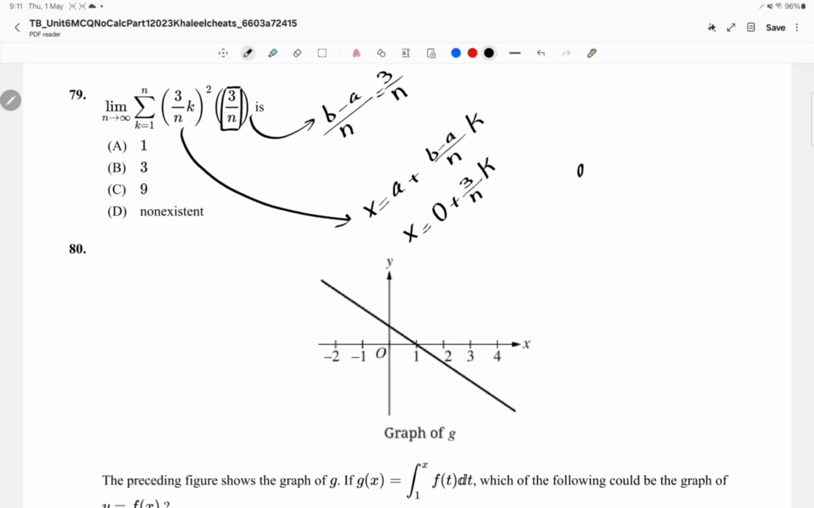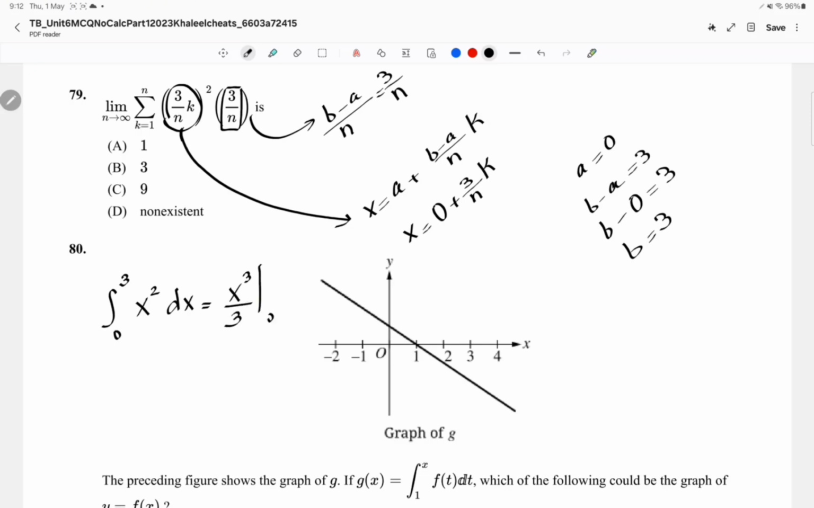Okay, so if a is equal to 0 and if b minus a is equal to 3, then b minus 0 is equal to 3, or b is just equal to 3. That means our interval will be ranging from a of 0 to b of 3. And here we have our x, which is just squared dx. And now if you were to integrate, you would get x cubed over 3 from 0 to 3, which means you will get 3 cubed over 3. It's going to be choice 9. I mean, number 9, which is choice C.